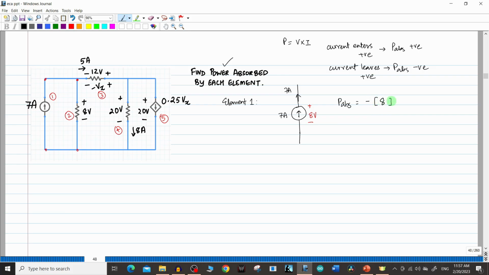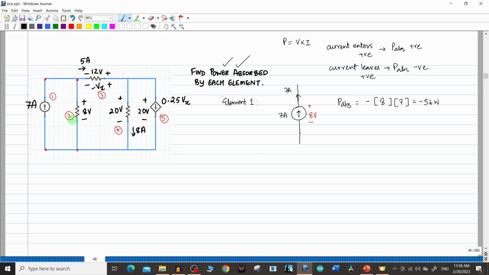You have to put a negative sign and just take the voltage and multiply it with the current. So the voltage is 8 volts, the current is 7 amperes. So this is minus 56 watts. That means this independent current source is absorbing minus 56 watts. That means it's actually generating plus 56 watts. But here they have asked only about power absorbed. So you have to calculate the power absorbed here.